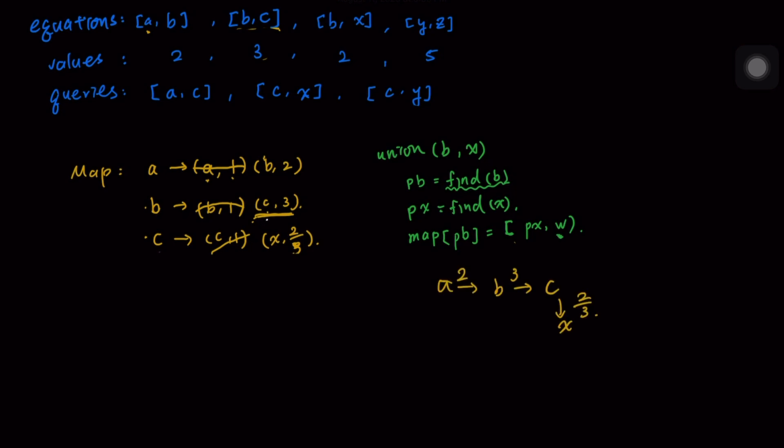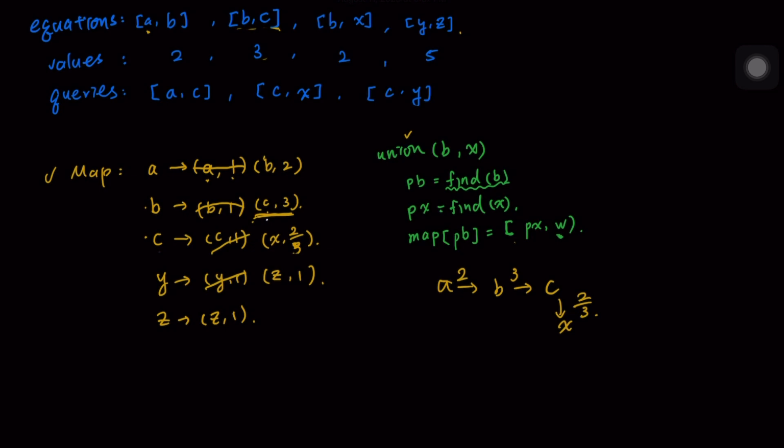And then the next equation is Y and Z. So I first initialize Y to point to itself, and then update the parent of Y to Z, with the weight here. After we call union on every equation, we have built this map table.